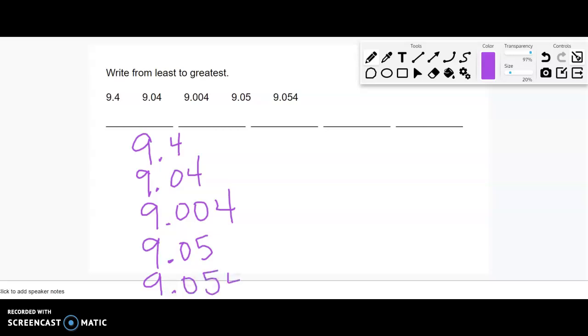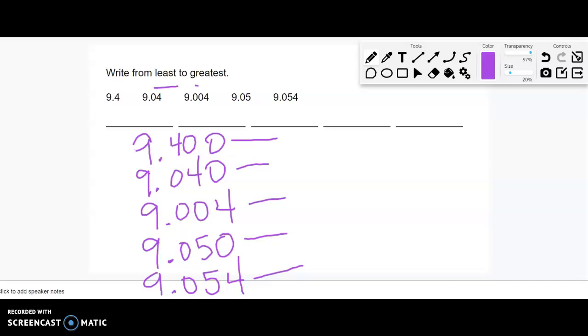0, 5, 4. All right, if I didn't write my zeros, I would be comparing like 4 tenths to 5 hundredths, and that can just be a little harder to visualize. So that's why if we make them all into thousandths, then it can be a lot easier because I have 400 thousandths, 40 thousandths, 4 thousandths, 50 thousandths, and 54 thousandths. So I'm comparing the same size pieces.